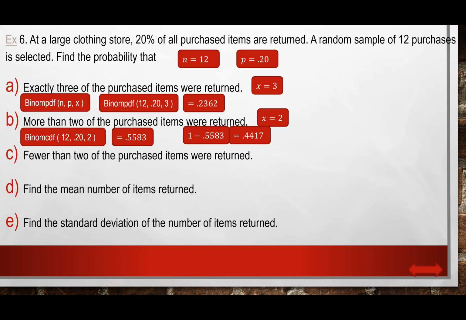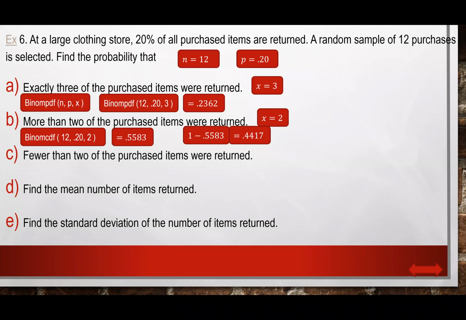And again, if you have problem with how to determine the x, the endpoint, I made that flow chart in 5.2, and I posted it on Canvas. You can look at that flow chart to see how to determine your endpoint.